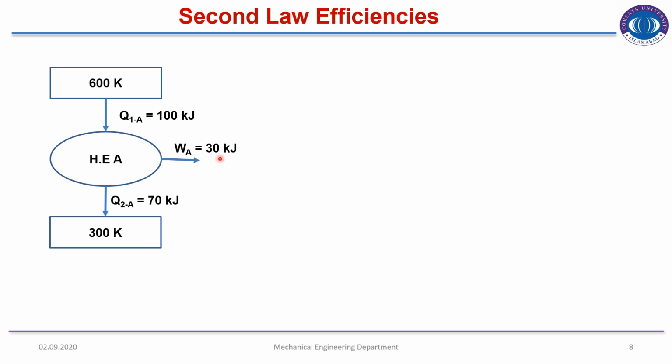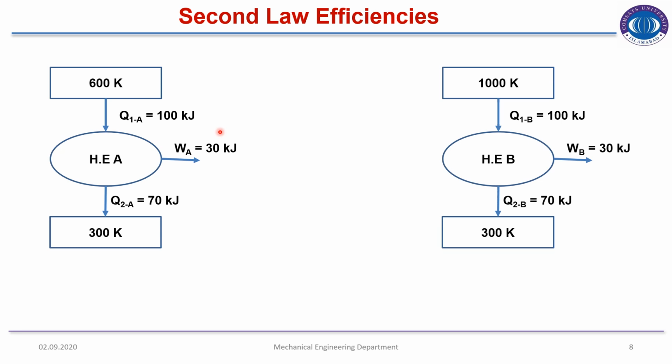So here we have an example problem. In two different schematic diagrams we have shown two heat engines. On the left hand side it is heat engine A, and on the right hand side we have heat engine B.